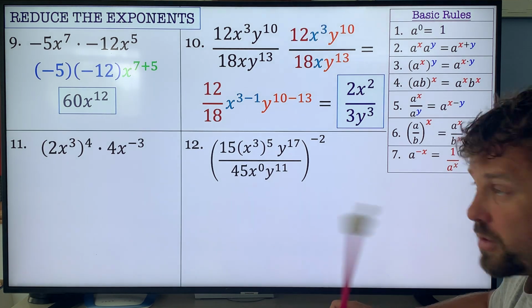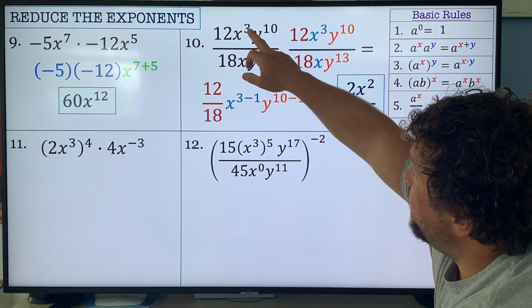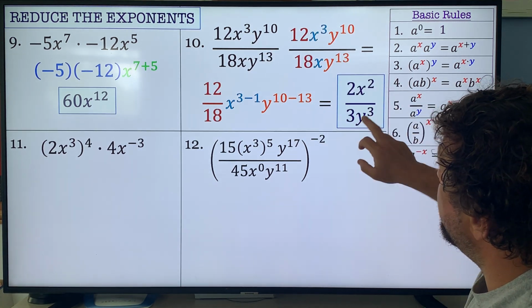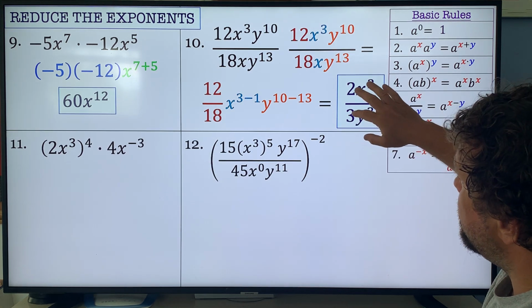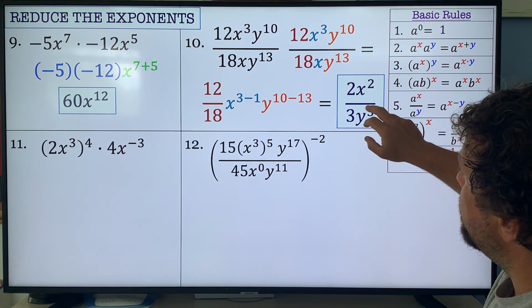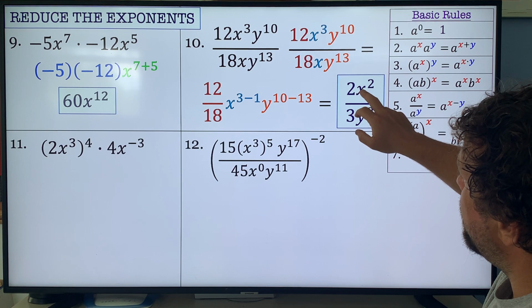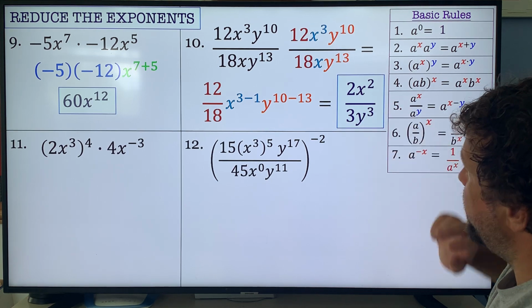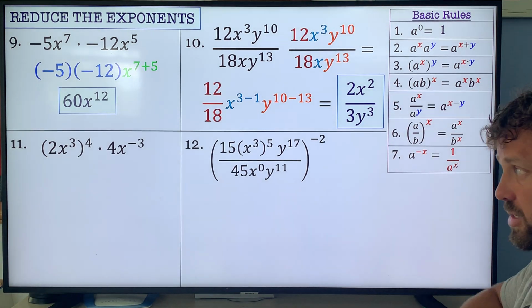Now another way you could do this is, you go, okay, I have 2 more x's on top, I have 3 more y's on bottom, and leave it like this. So you can either do 2x squared over 3y cubed, or you can do 2/3 x squared, y to the negative 3. Either one is a correct answer.